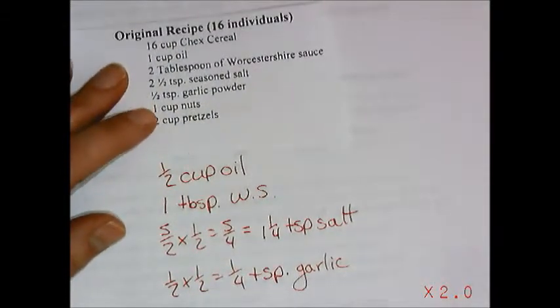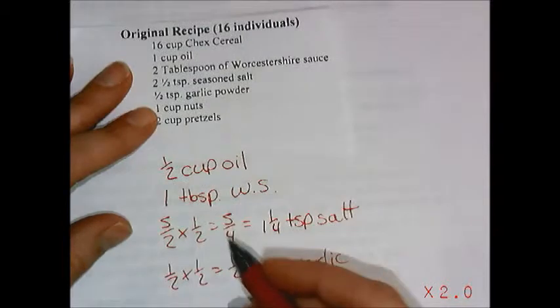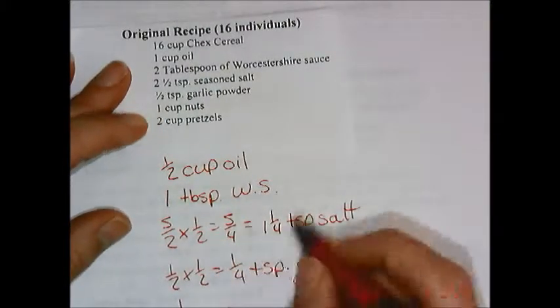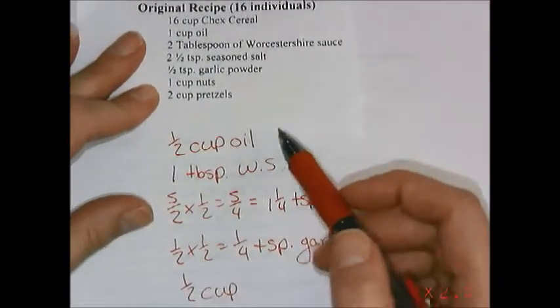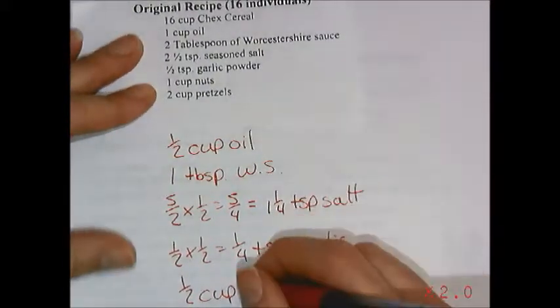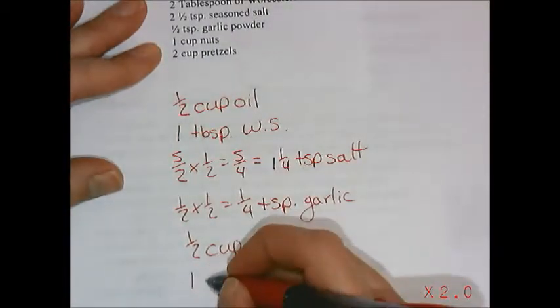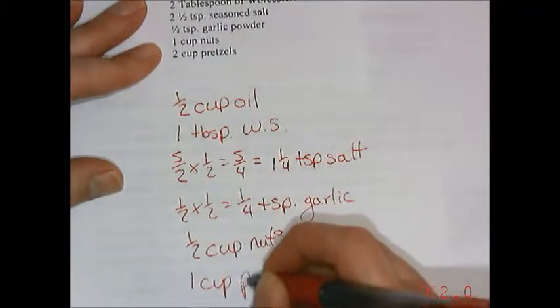And then the next ingredient was a cup of nuts, and so a half of one is a half cup. And 2 cups of pretzels, a half of 2 is just 1 cup of pretzels.